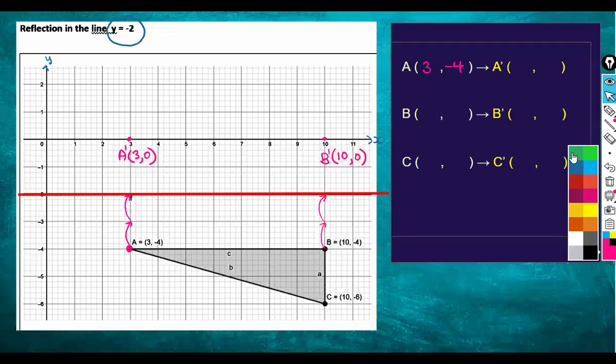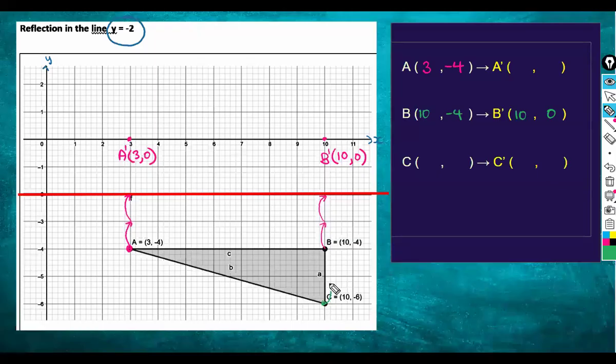Let's count. I'll use a different color for C. I'll use green. C is down here, right? So the original coordinate, that's on point B. The answer is 10 minus 4, and B prime was 10, 0. Sorry about that. Let's do C now.